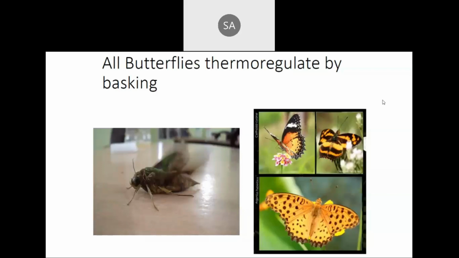Also, the thick scales we can see in the hawk moth, which is showing vibration, act as insulation. Once they start shivering, the thick scales conserve the heat. So these are the different differences we found between moths and butterflies.